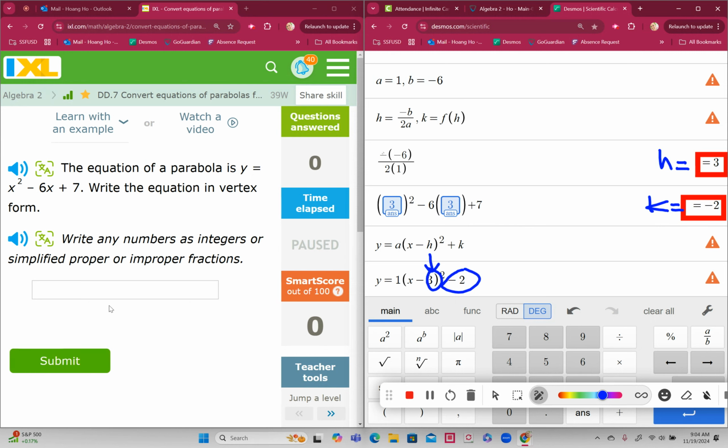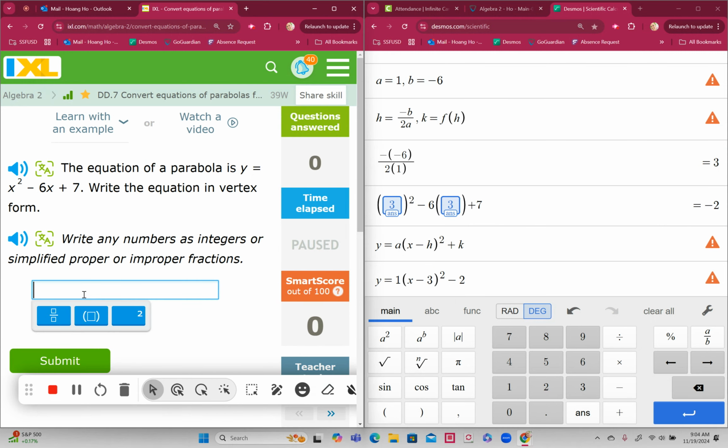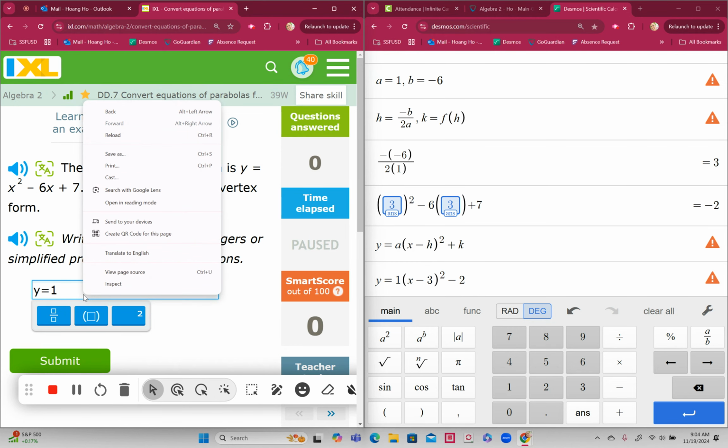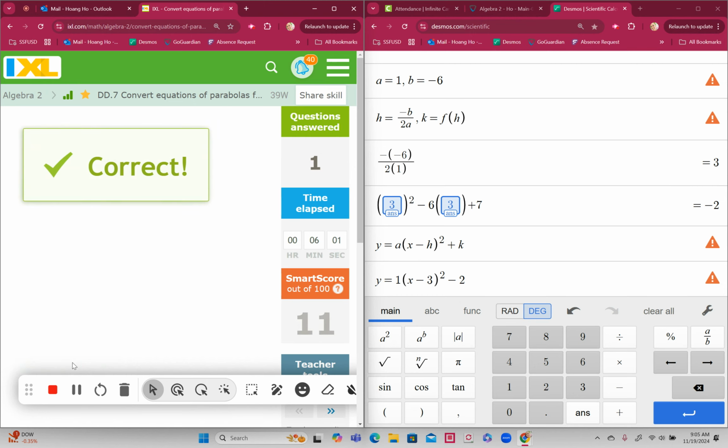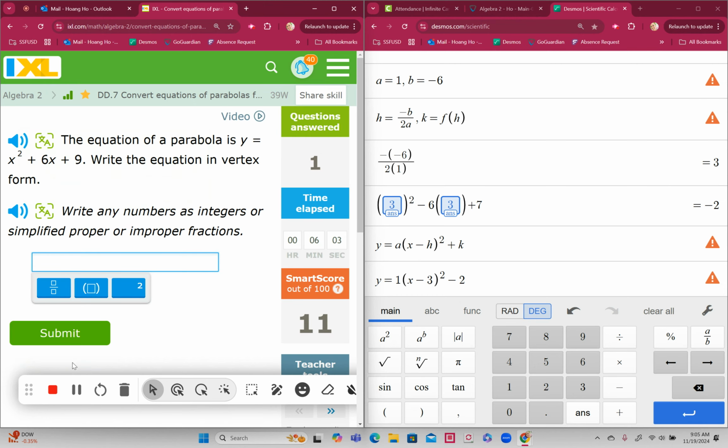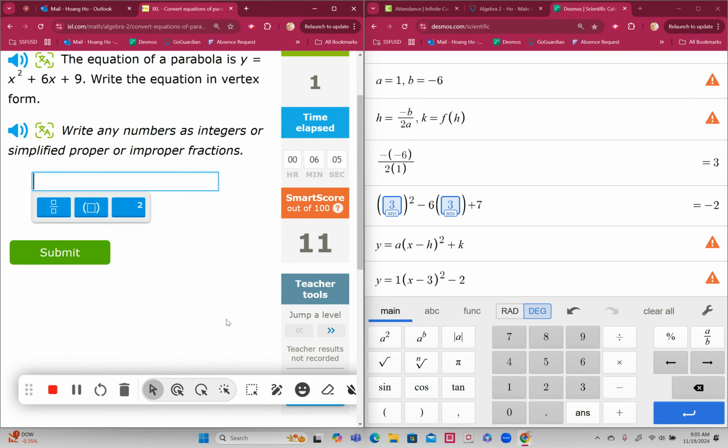So I put in my answer box over here, y equal. You want to write the number 1 or not? It's up to you. It doesn't matter. It's not affected. So let's put it there: x subtract 3, do not forget the square, and then negative 2. All right, so I should be correct. Submit. Voila. Okay, so let's do the next problem over here.